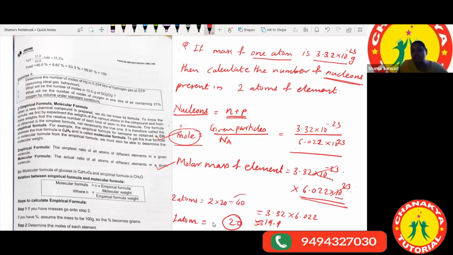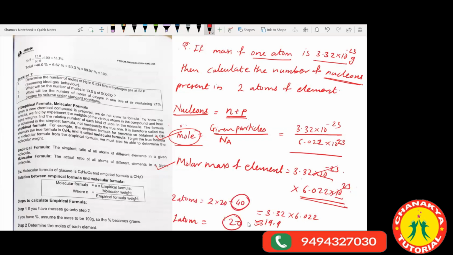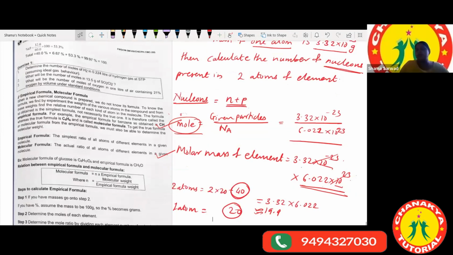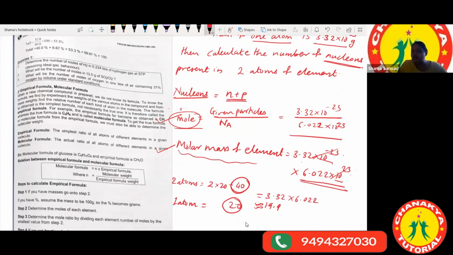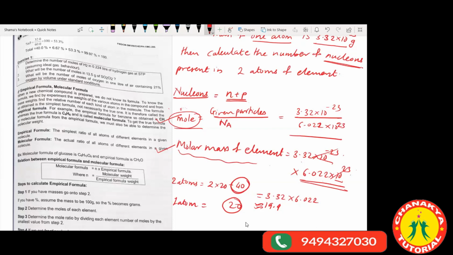It's given in your options, I guess. Check it. Yes, ma'am, it is given. So that would be the answer. How do you calculate the molar mass of an element? Take the given factor, multiply with the Avogadro number, and you will get the gram molar mass for one atom. And how many atoms have they given? Two atoms only. So 2 into 20 is equal to 40. Clear? Yes, ma'am. Any query? No, ma'am, I'm clear.